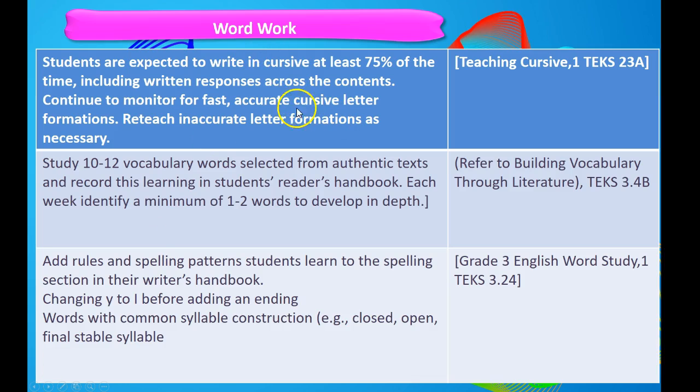So our word work, let's take a look. We're wanting them to write in cursive. We still have a vocabulary lesson. It's very important that during our read alouds is a great place for vocabulary words, and the focus lesson is choosing those vocabulary words that they are going to see over and over again. I want to remind you, if you refer to building a vocabulary through literature, is an extremely helpful piece that helps you pick those vocabulary words very intently. And then once again, the English word study of looking at changing Y to I before adding an ending, and then some common syllable construction.